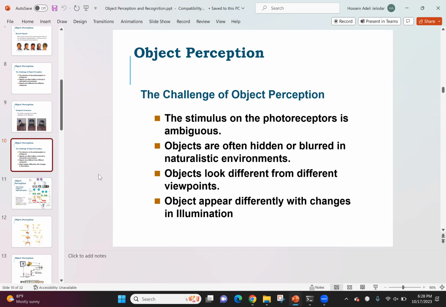Okay, so these are the three factors that we mentioned that make the stimulus on the photoreceptors ambiguous. They could be really degraded, meaning you get parts of the objects or it's blurred. They could look really different from different viewpoints. And with the change in lighting and illumination, objects could look really different.